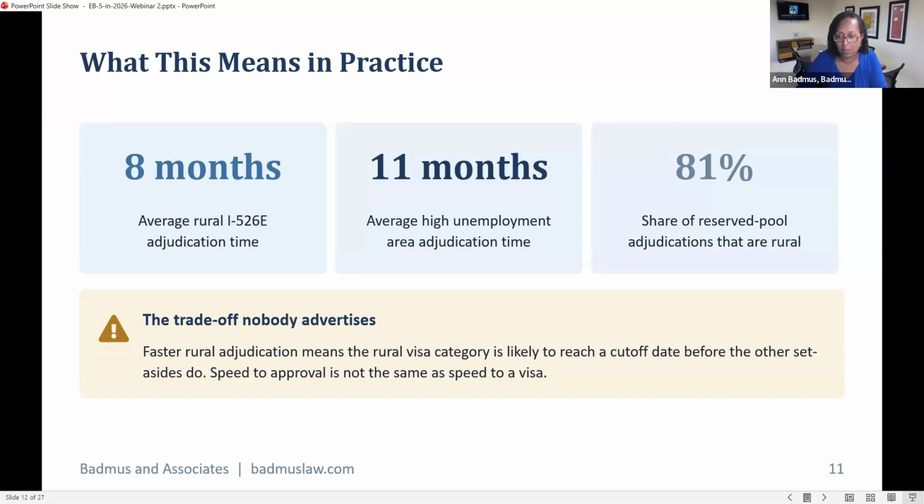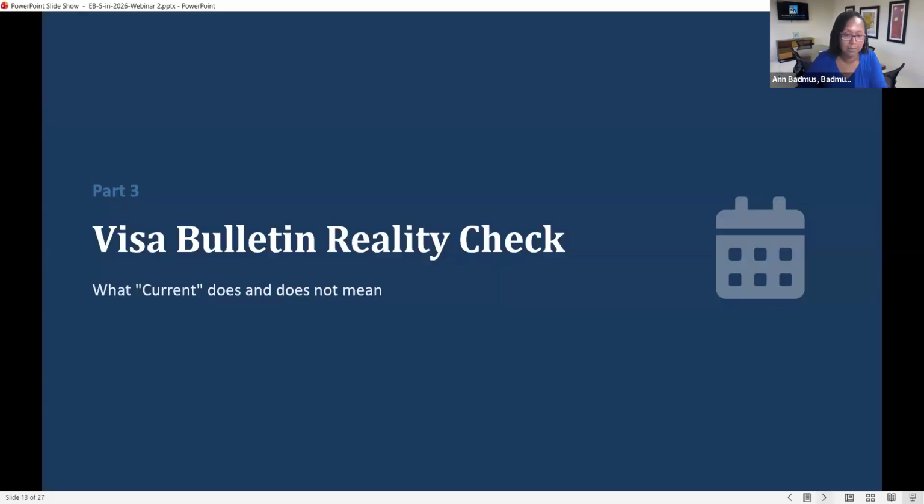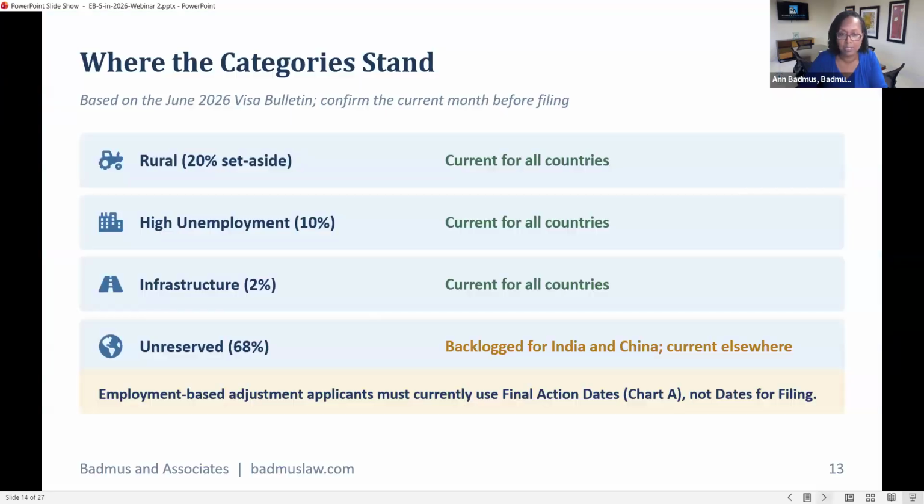So keep that in mind. And so why are we saying this? Because of the Visa Bulletin. So what we want to talk about is what the Visa Bulletin means and what it doesn't mean.